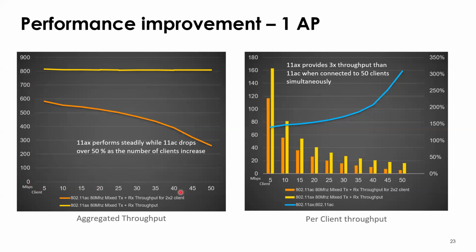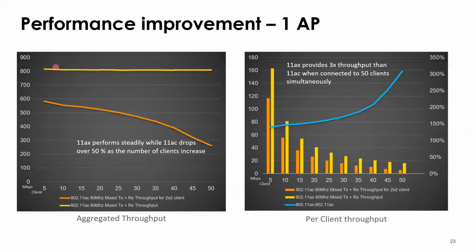And as we go on the horizontal axis, we're increasing the number of clients. So this orange line here is what we expect to see with aggregated throughput on 11AC versus the yellow line here, which is Wi-Fi 6. What you see with 11AC and 11N and any of the older technologies is as you add clients to the access point, the aggregated throughput, or the throughput that's shared amongst all of those users, actually goes down due to the inefficiencies in how Wi-Fi has worked up until Wi-Fi 6.